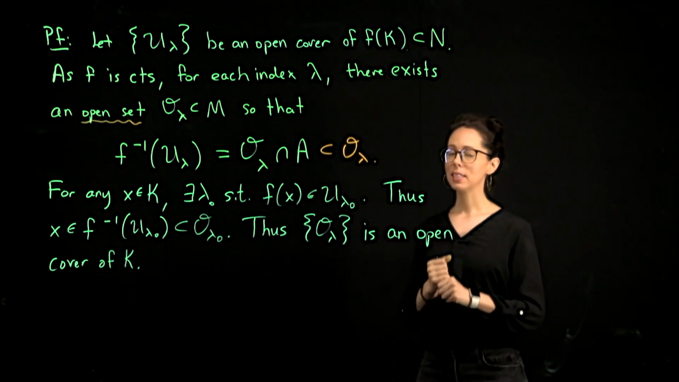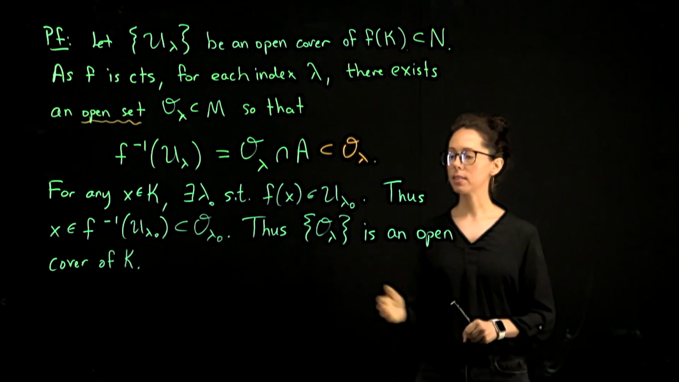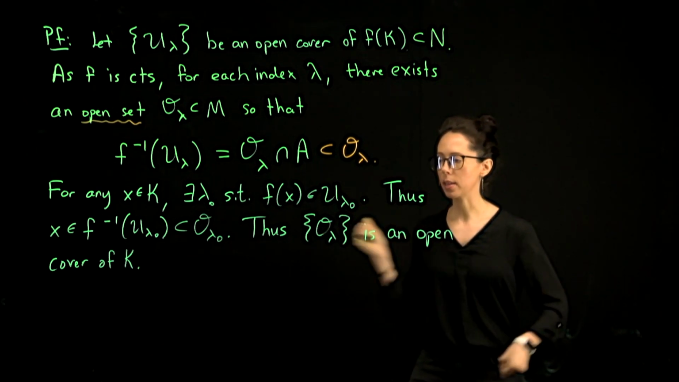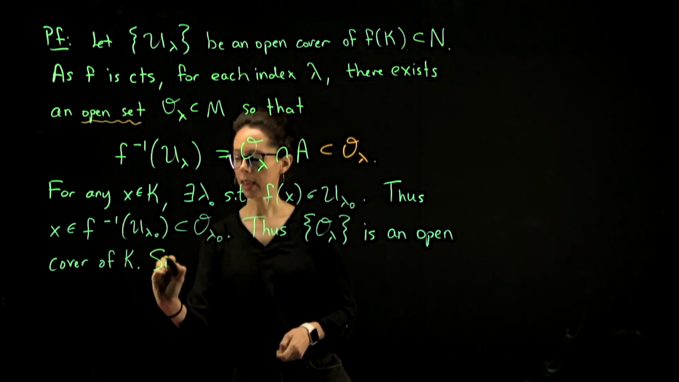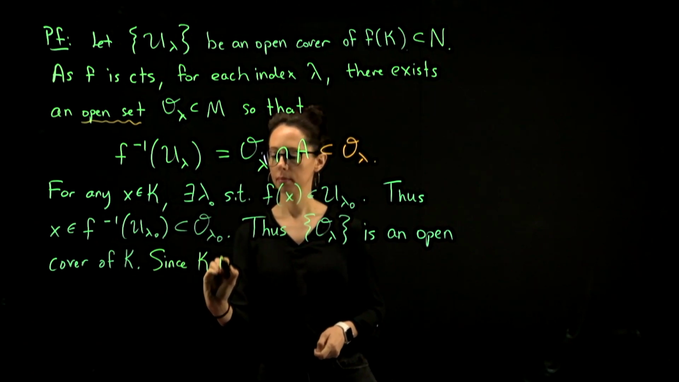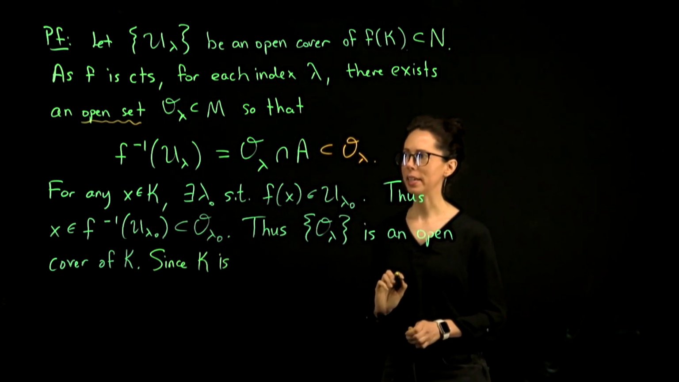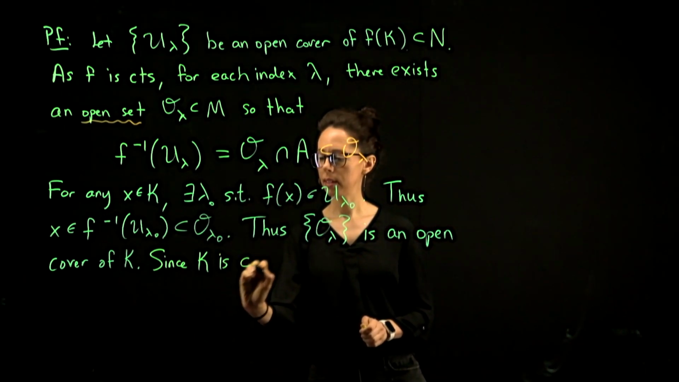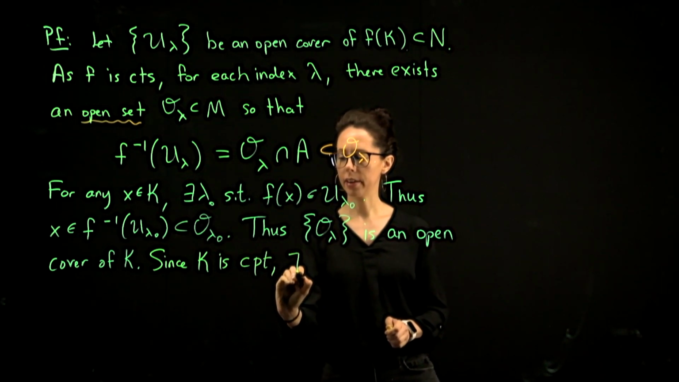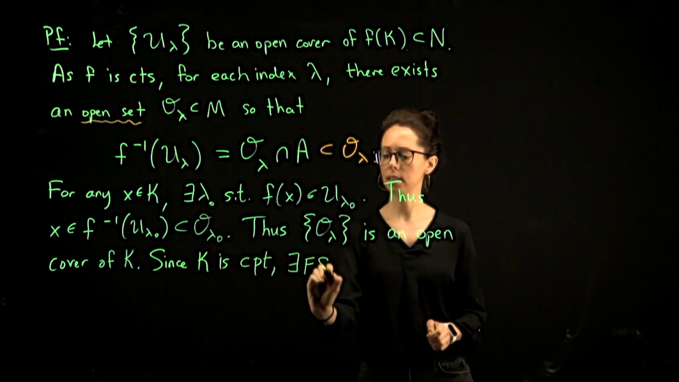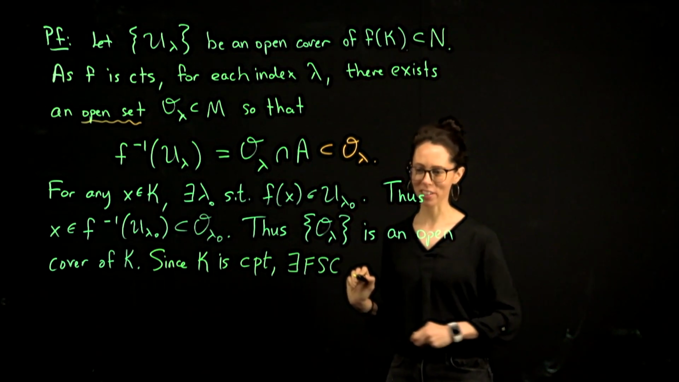Continuing now, since K is compact, this open cover of K must yield a finite subcover. So since K is compact, I'm going to use shorthand here or else I will run out of space. So since K is compact, there exists a finite subcover. That's what that stands for. There exists a finite subcover.